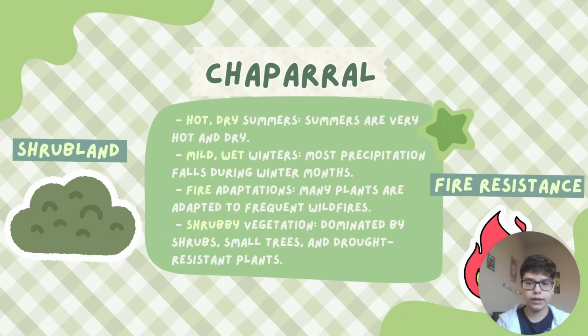Another important thing to know is that in these areas, a lot of the plants have fire adaptations. Due to it being so hot and dry for such a long part of the year, the plants have to be adapted to frequent wildfires. So you're going to see a lot of shrubby vegetation. It's not as bad as the tundra where it's a bunch of smaller plants, but you're not going to see a big, grand, majestic tree. You're going to see some shrubs, small trees, and mainly drought-resistant plants.